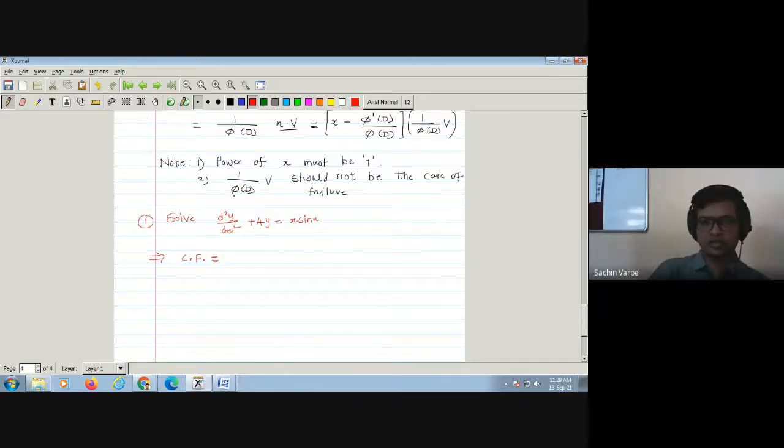Okay, so if we check the right hand side here, the right hand side is x into v form, right? X into sin x. So that is power of x is 1. And if we check 1 upon phi of D into v, that will not be the case of failure, I think, I guess. You can check. So what is the complementary function here? The roots are plus minus 2i, right? Plus minus 2i, complex roots. So the complementary function is c1 cos 2x plus c2 sin 2x. Please check.